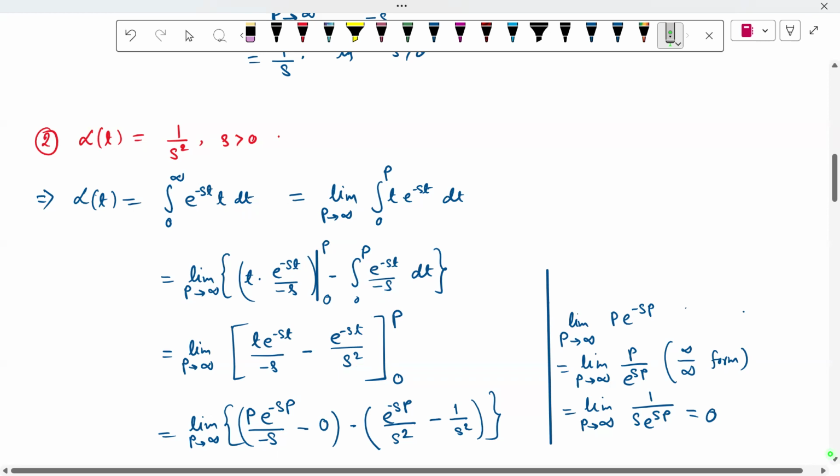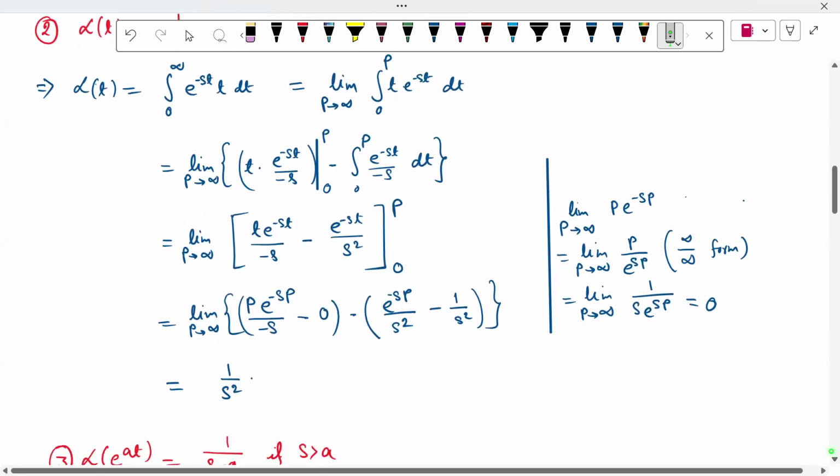Now put the values 0 and p. First, t into e to the power minus st: if we put p here, p into e to the power minus sp by minus s, minus the value at t equal to 0, which is 0. Minus, now we put t equal to p in e to the minus sp by s square, minus 1 by s square. If we put 0 here, this becomes 1, so this is 1 by s square.